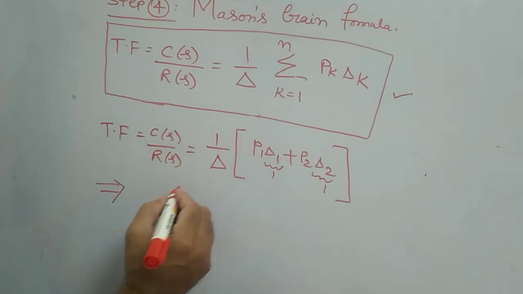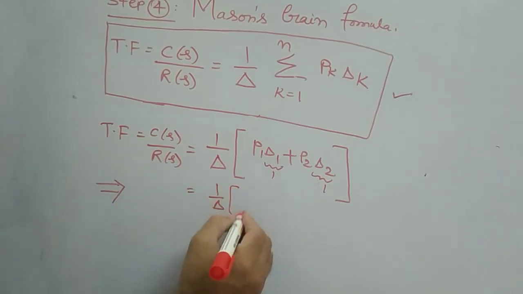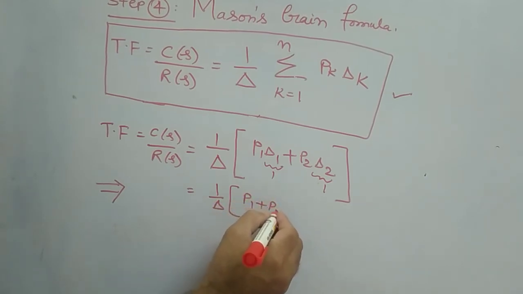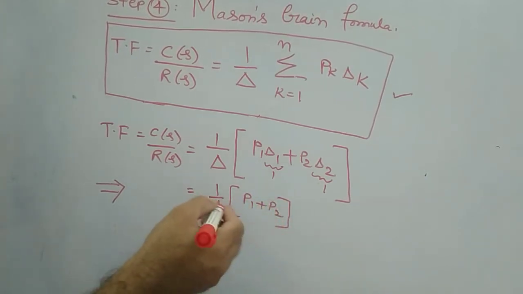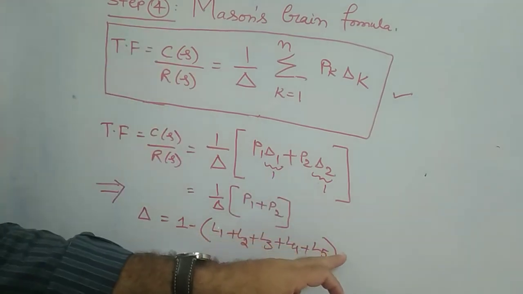Therefore, finally, it is 1 by delta times P1 plus P2. That's all. P1 plus P2 by delta. What is P1, you know, P2 is also known. What is delta actually? Delta is equal to 1 minus sum of loop gains, means your L1 plus L2 plus L3 plus L4 plus L5. Is it not? That's all. It is minus. Next plus will come basically.